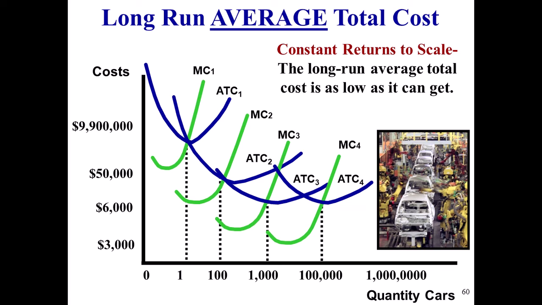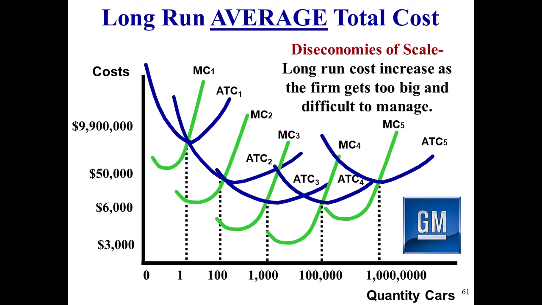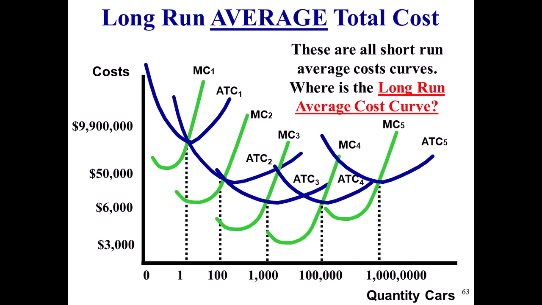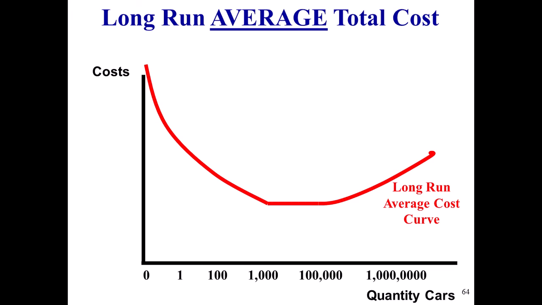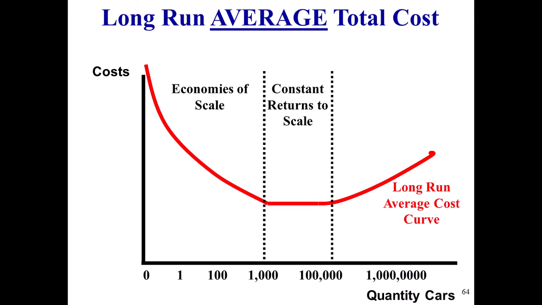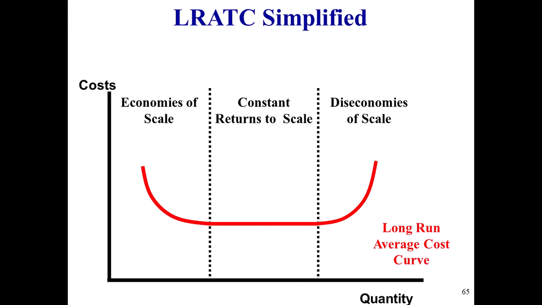You can't get it to 0 because you still have to pay workers. You still have to pay for resources. Then it starts to go back up because it starts to get too big, right? The firm gets too big to manage. You have to start putting more money into it. So you're putting in 100% more inputs just in terms of anything that deals with workers, but you're only getting 50% more out of it. Okay, and then if you just trace all that, you get your long run average total cost curve. Okay, and you have your 3 different sections right there.